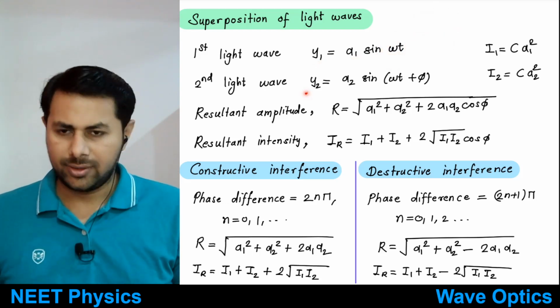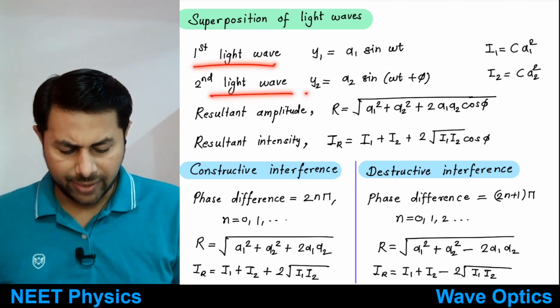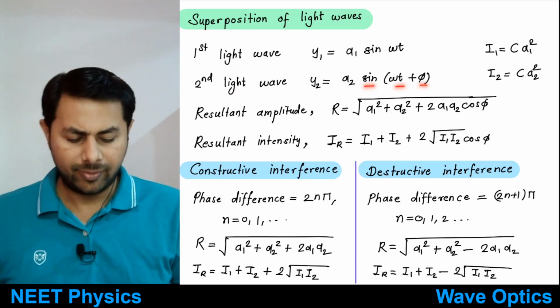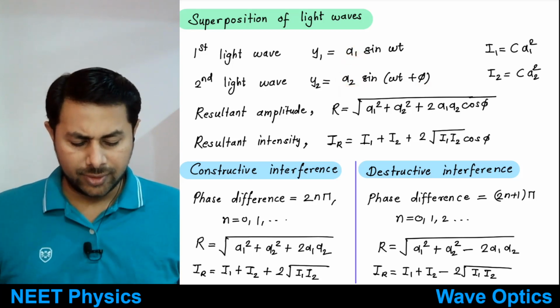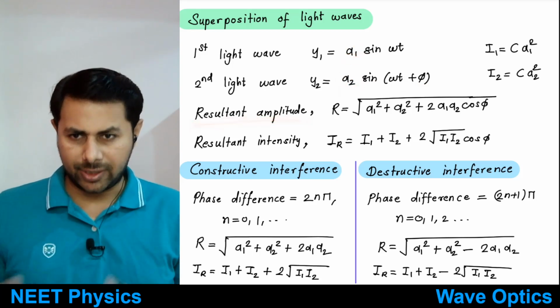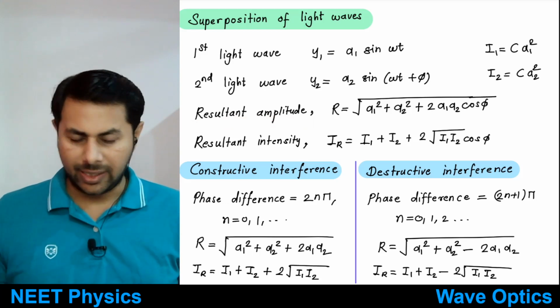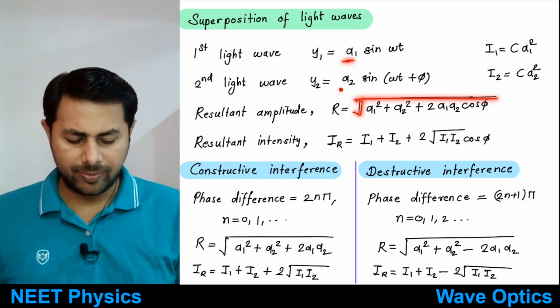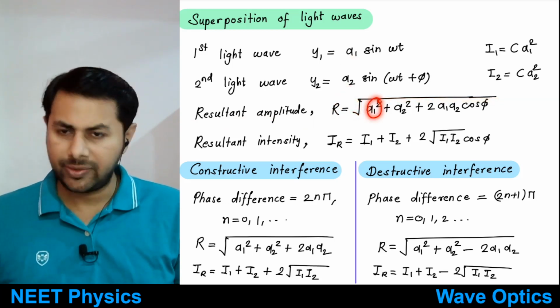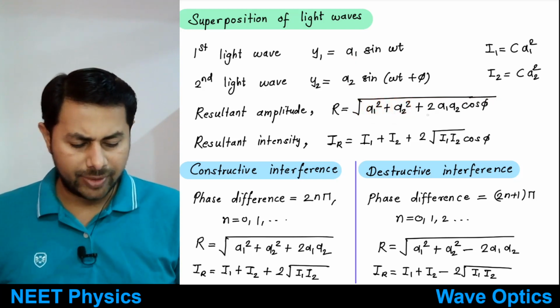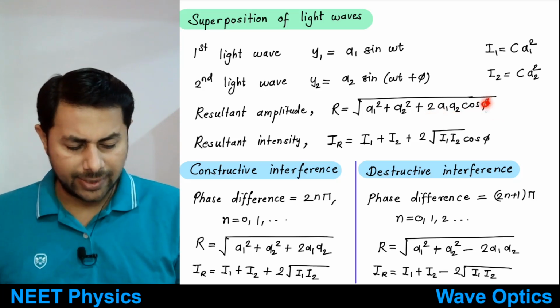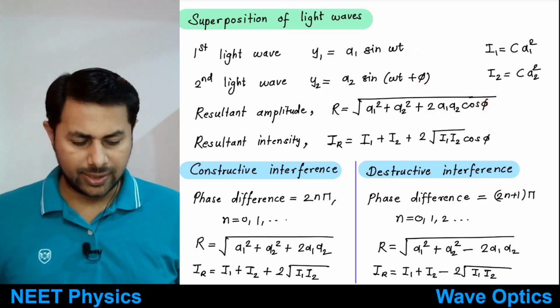This is the first wave. Then you have a second wave, whose equation is a2 sin(ωt + φ). Their amplitudes are different, a1 and a2. Then what would be the resultant amplitude? We have studied this in waves, in the last chapter. The resultant amplitude would be the square root of a1² + a2² + 2 a1 a2 cos φ, where φ is the phase difference between the two waves, right?